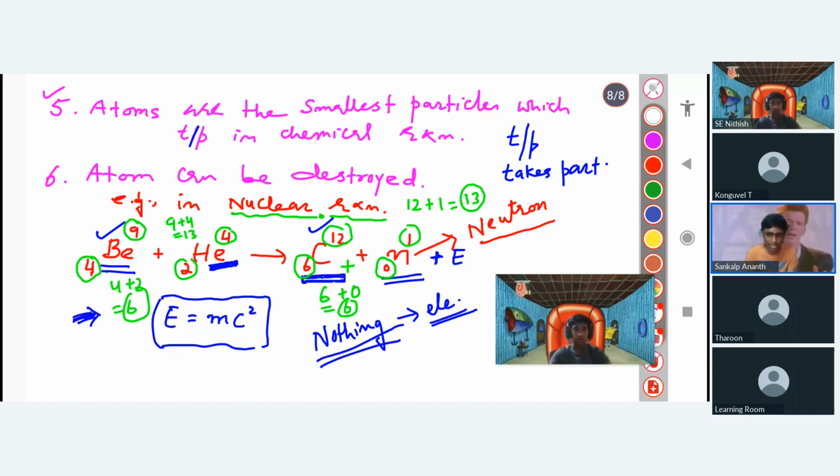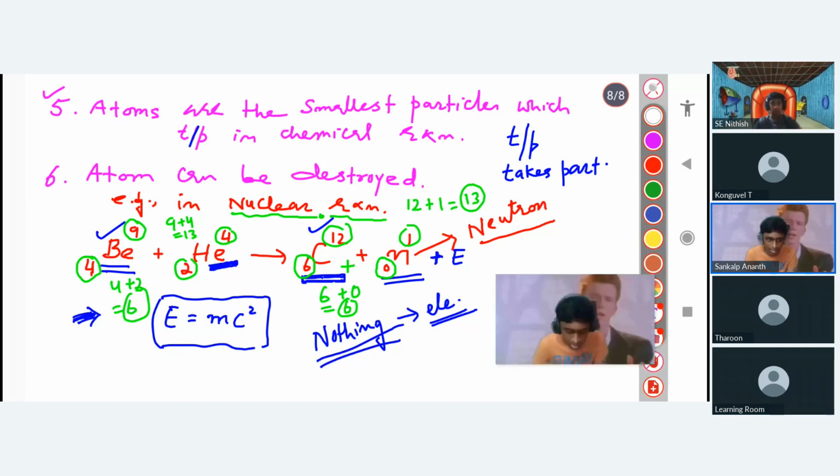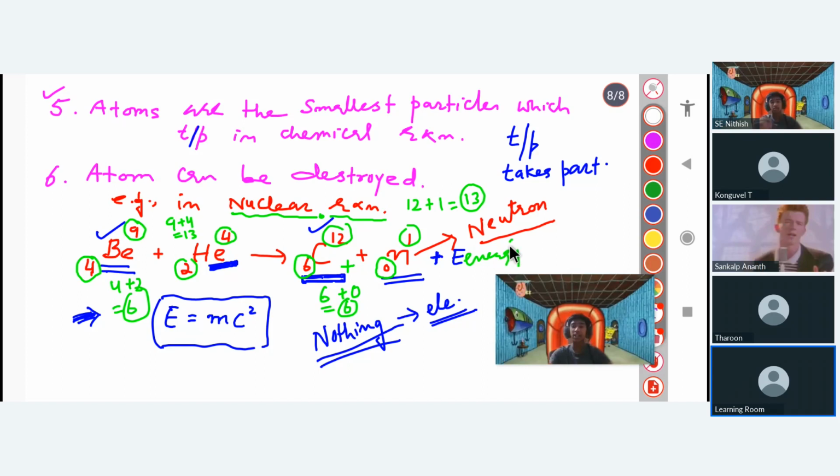Sir, where did you get that extra electron from, sir? Which extra electron? Sir, you said that's n plus E. That is E, energy. It's not electron. That's E. Okay, it is energy.